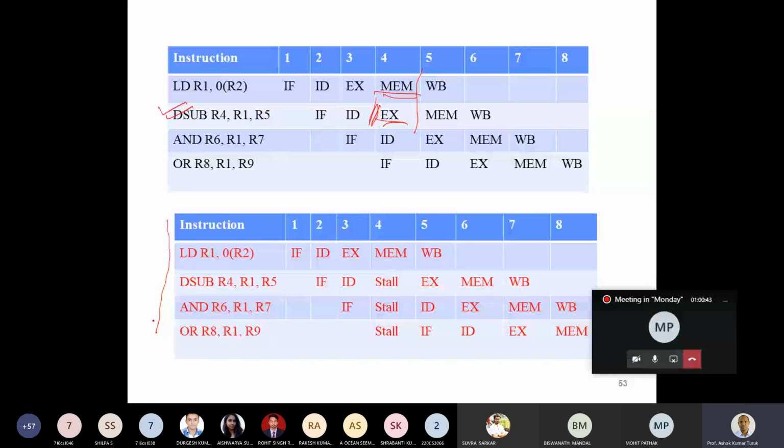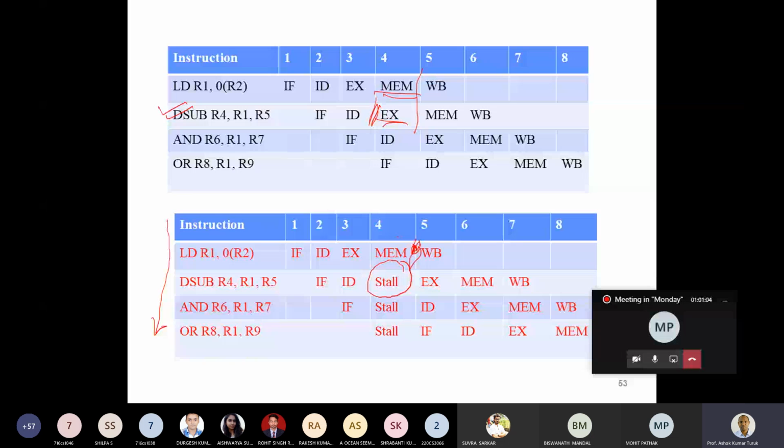Now, why is it for 1 cycle? Let's look at clock cycle 5. The result of the load is available in the pipeline register, the one between the memory and the write back stage. From this pipeline register, it can be sent to the input of the ALU. So a 1 clock cycle stall is required.